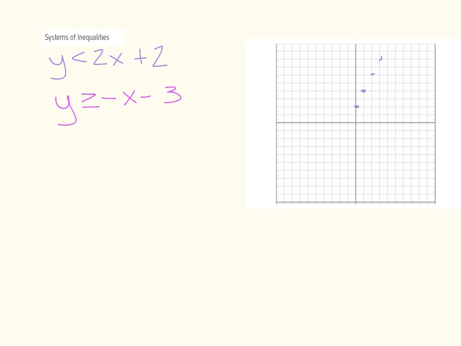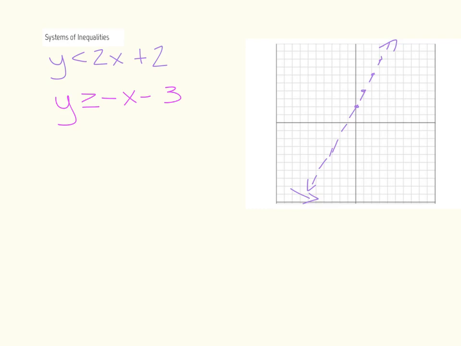Okay, this is going to be a dashed line because it just says less than. So I'm going to put a dashed line through 2x plus 2. And I'm shading everything under that. Now, what I like for my students to do is do a little arrow to show me that you're going to shade below that line. And then do the other one.